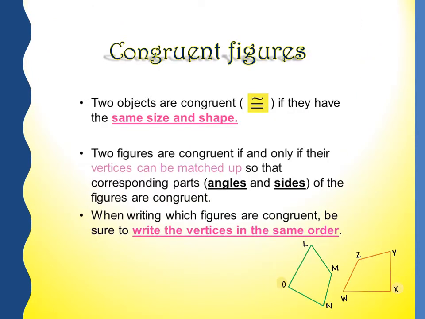About congruent figures, let's remember that two objects are congruent if they have the same size and shape. Two figures are congruent if and only if their vertices can be matched up, so that corresponding parts, angles, and sides of the figures are congruent. And when writing which figures are congruent, be sure to write the vertices in the same order.